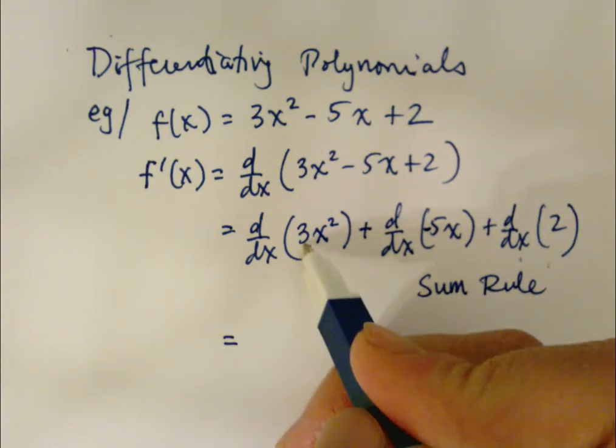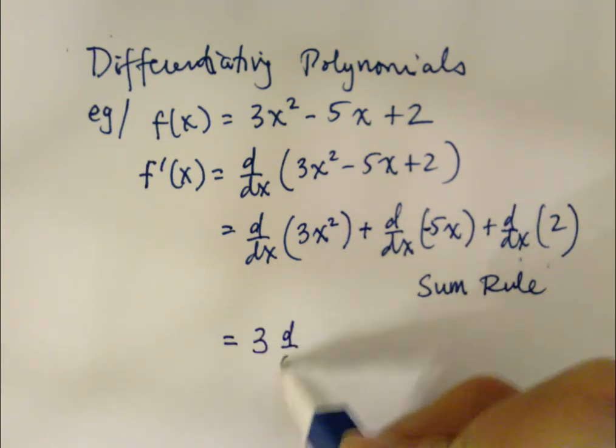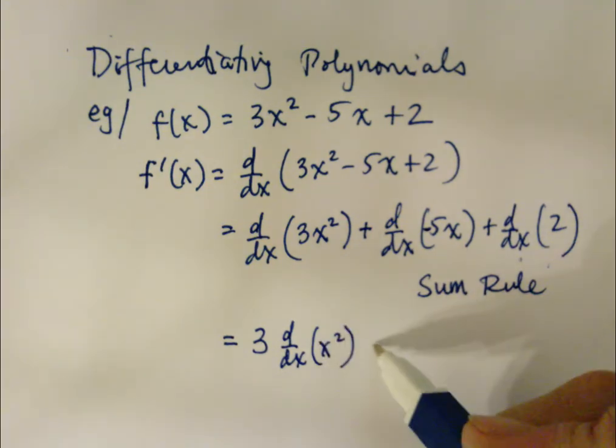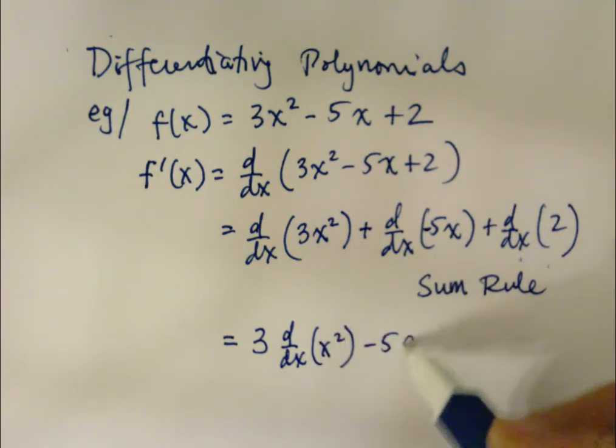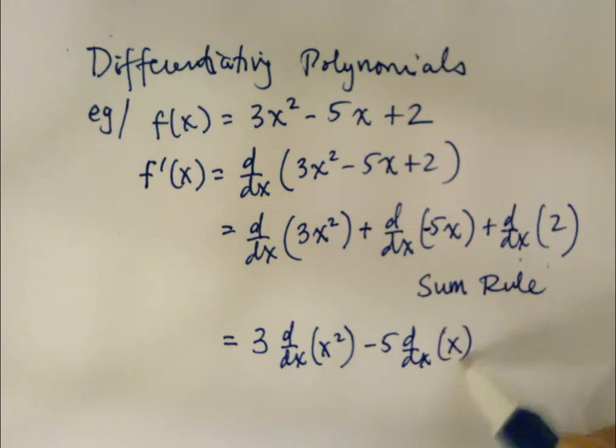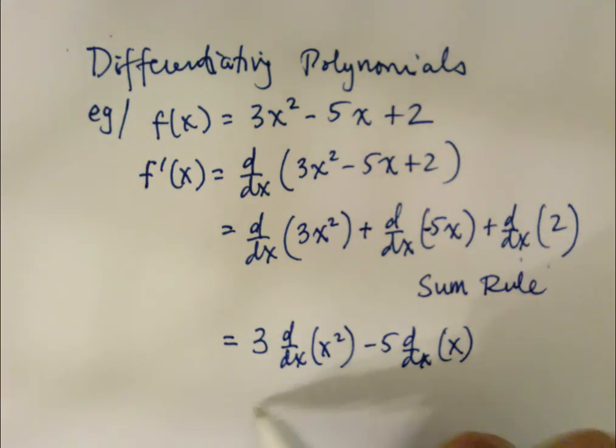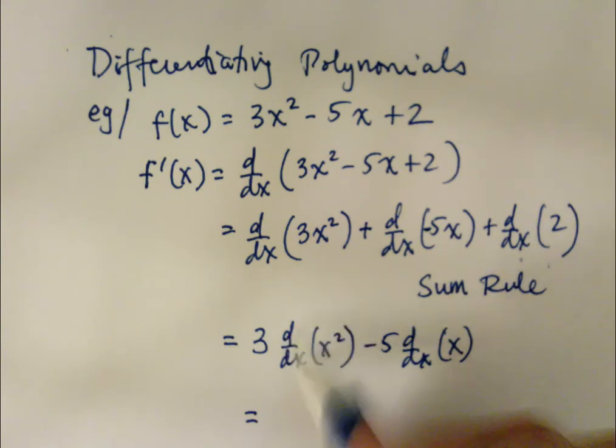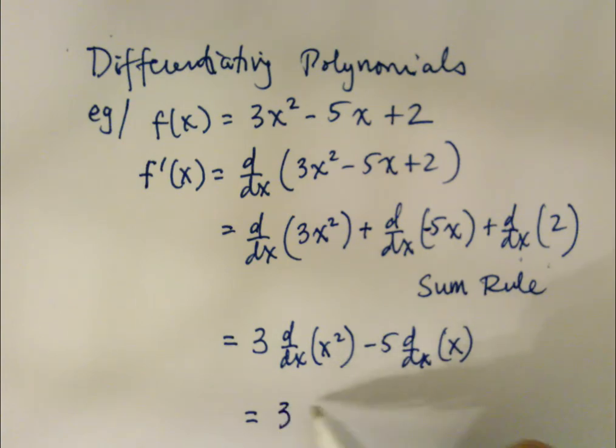Now I can factor the constant out: this equals 3 times the derivative of x squared minus 5 times the derivative of x. And the derivative of a constant, 2, is just 0, because constant functions don't change. And finally, we use the theorem that we proved about powers. So this is 3 times 2x minus 5 times, and the derivative of x is just 1. This equals 6x minus 5.